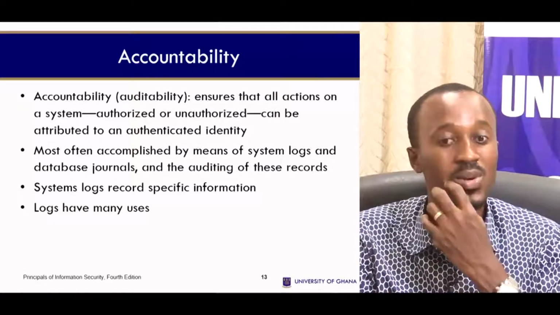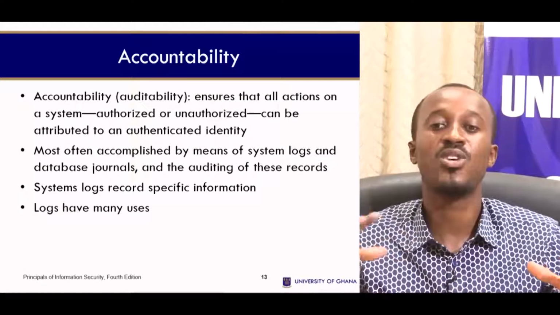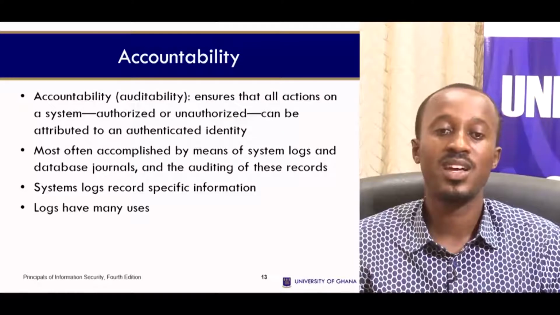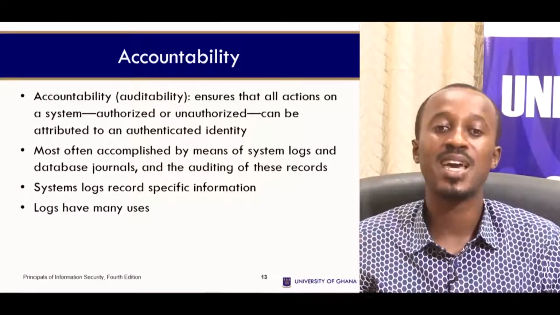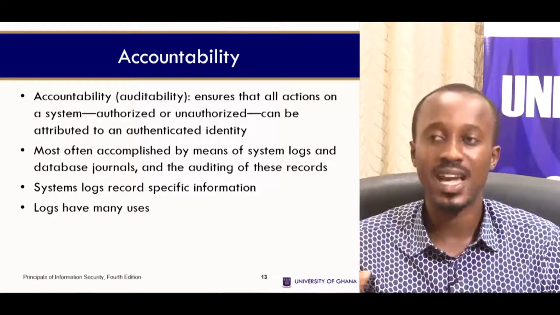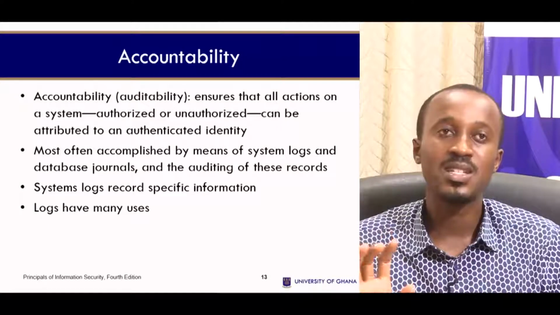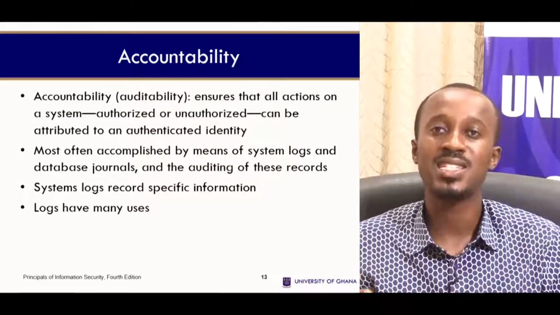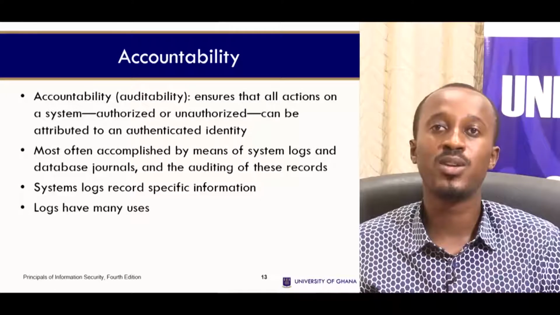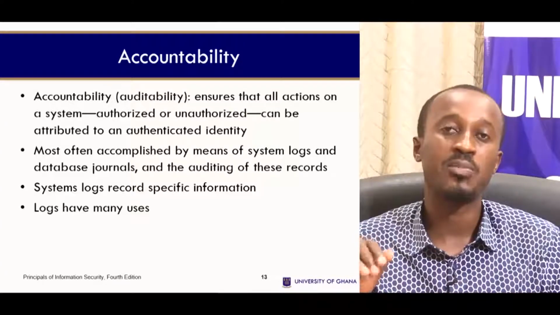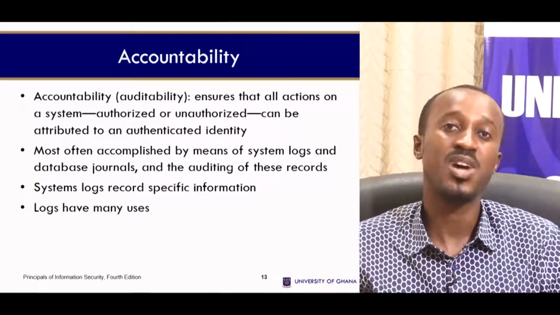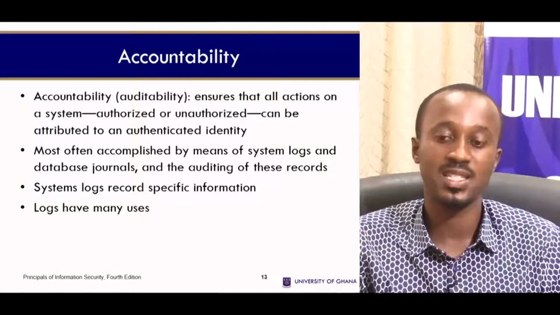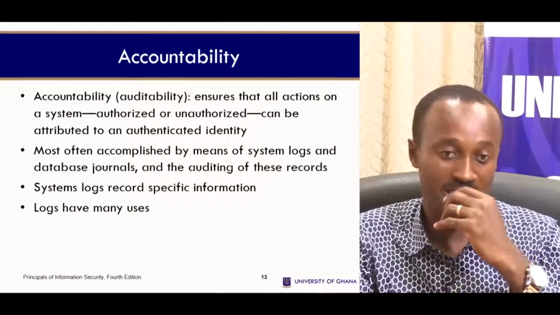Then we look at accountability, which ensures that all actions on a system, authorized or unauthorized, can be attributed to an authenticated identity. So under accountability, any action taken within the system by one who has an identity, whether at that point in time they were authorized or not, can be tracked and traced to that particular identity or that individual in this instance.